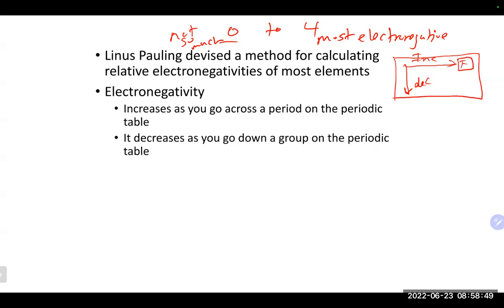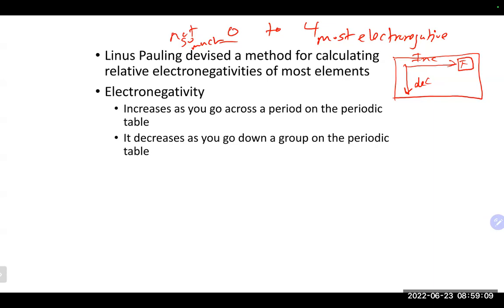So you can use Pauling's table of electronegativity values to help you decide whether something is going to be a polar bond or a nonpolar bond. You can even use it for ionic bonds, but you don't really need the numbers because, frankly, as soon as you see metal, nonmetal, ionic, you don't even actually need the numbers.